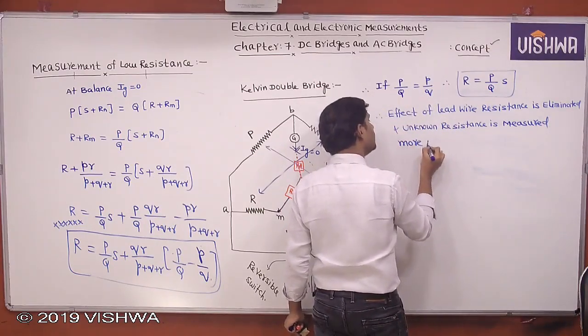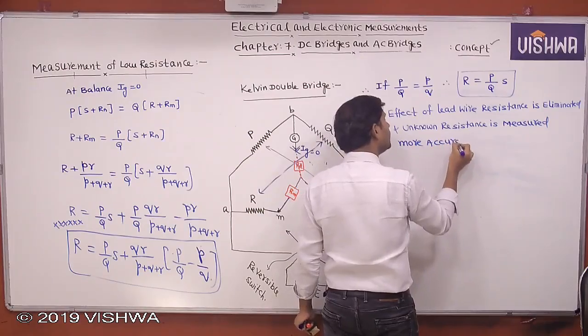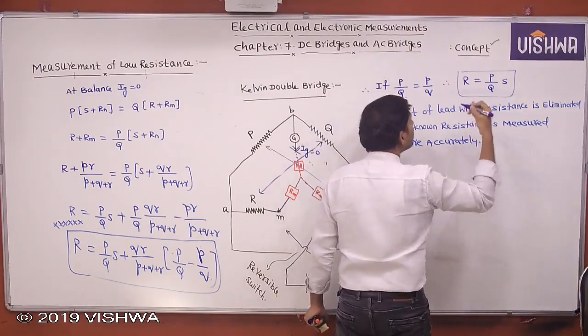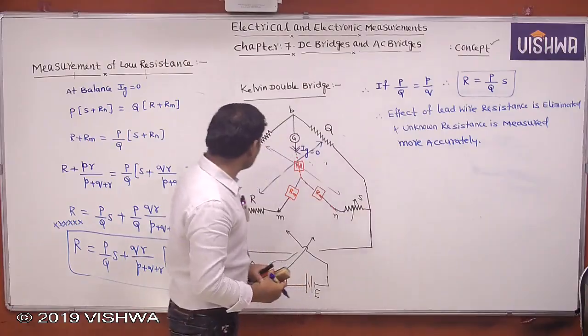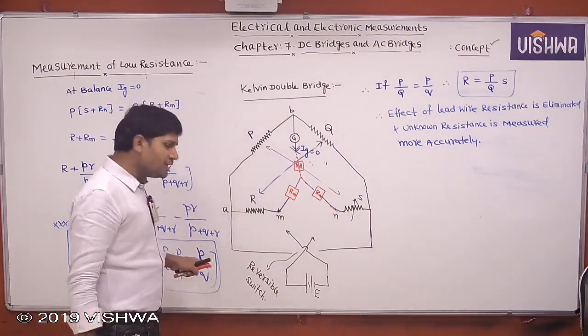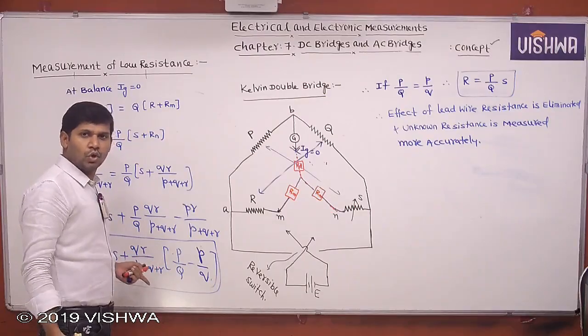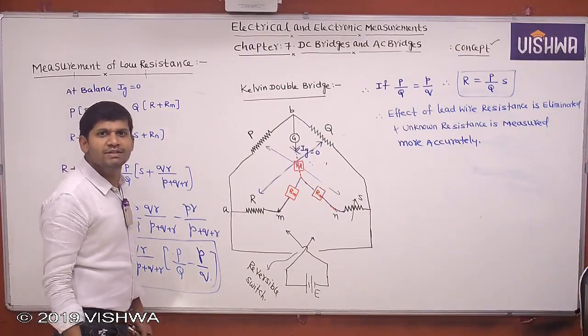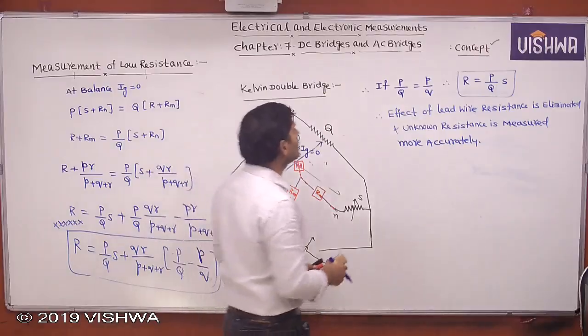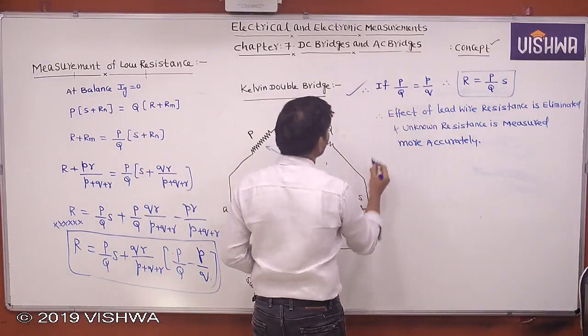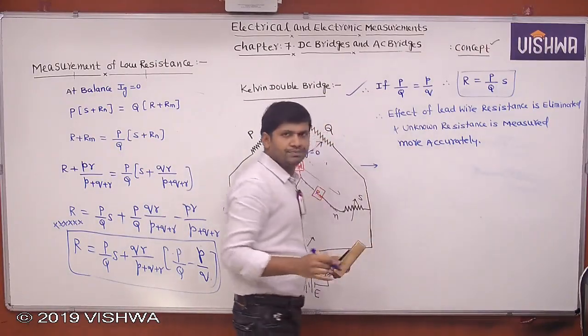This is the purpose of using inner ratio arms. If these inner ratio arms are not present, is it possible to eliminate this effect of lead wire or connecting wire resistance? No. Then whatever resistance is measured is not an accurate value. Like this we can measure the unknown resistance more accurately by using Kelvin double bridge.